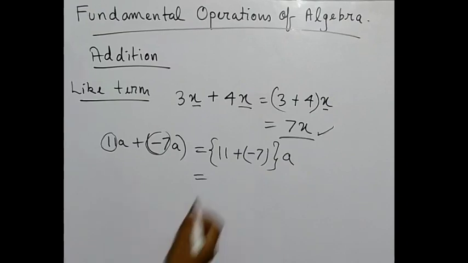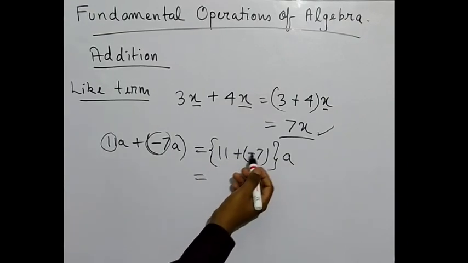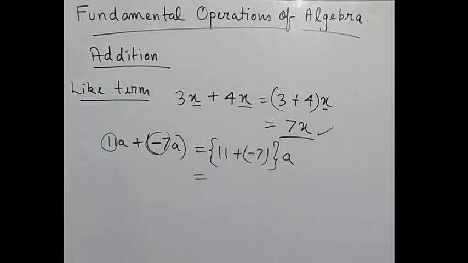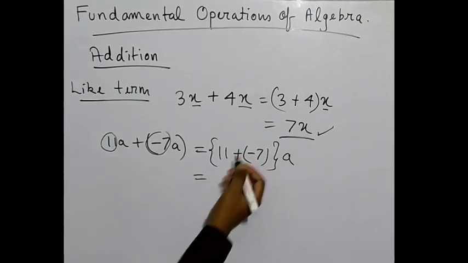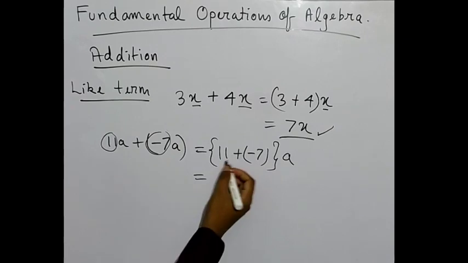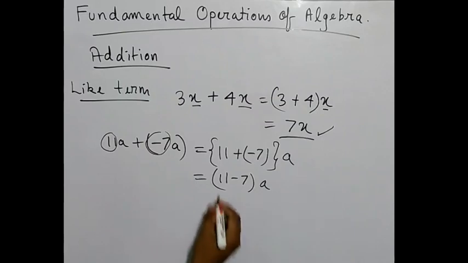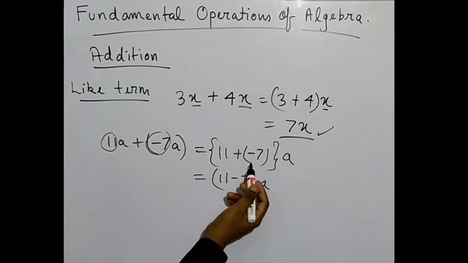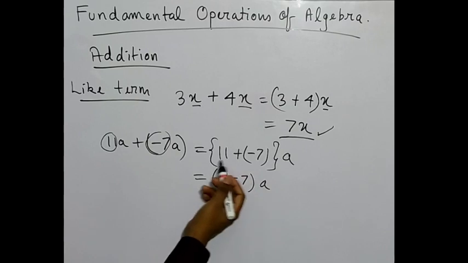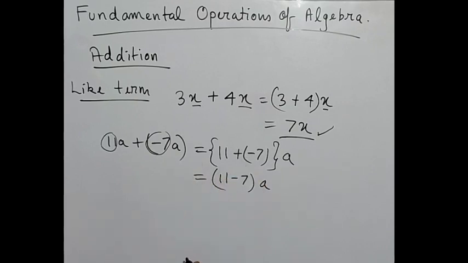So you know in integers how you add a negative and a positive integer. We'll subtract them because they have opposite signs. So 11 minus 7 a, and the sign of the greater absolute value we will write. So 11 minus 7 gives us 4a. So the answer is 4a. Clear?